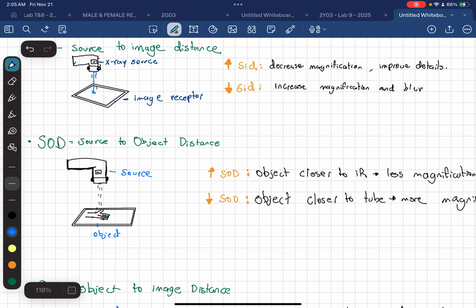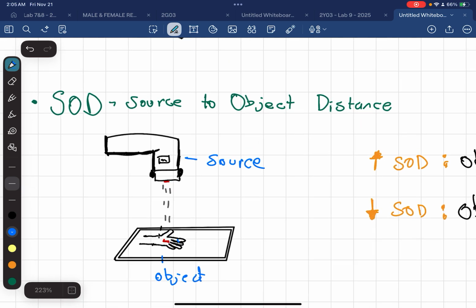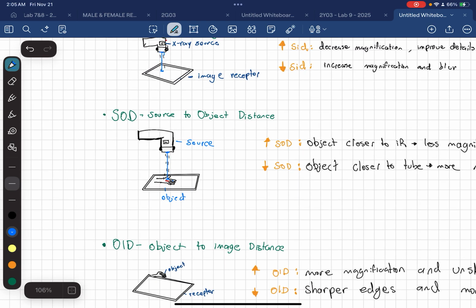Okay, now let's move into SOD. This is our source to object distance. So in this case, our object is gonna be the hand. So this is our patient hand, and this is our X-ray tube. So the distance from the tube to the hand or object, that's gonna be our SOD, source to object distance.